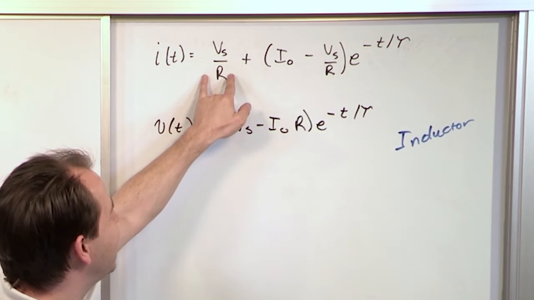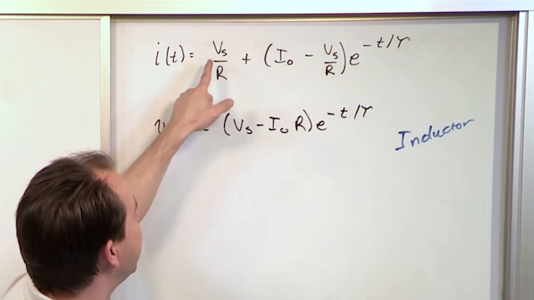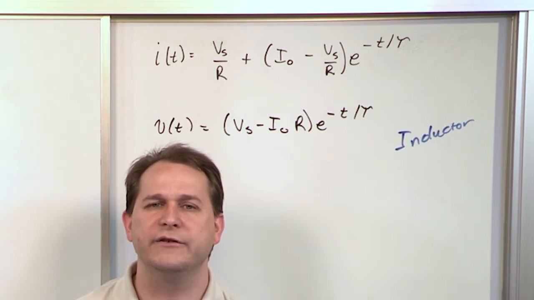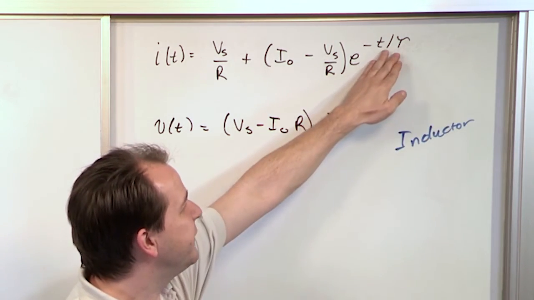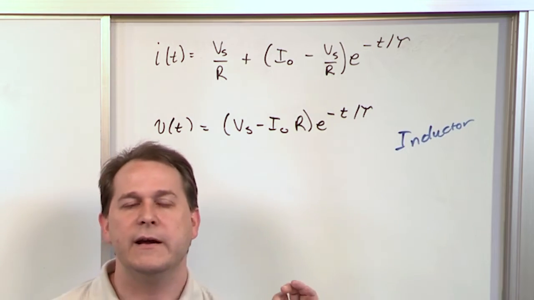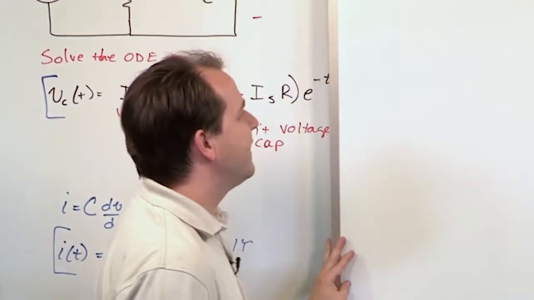The term that sits out in front is also the same term that sits inside the parentheses, and in this case, it's V over R. So it's the final value of the inductor current as time goes to infinity. You let this time go to infinity, this whole term drops away. This is the final value of the current in the inductor. So this represents the final value in that circuit.